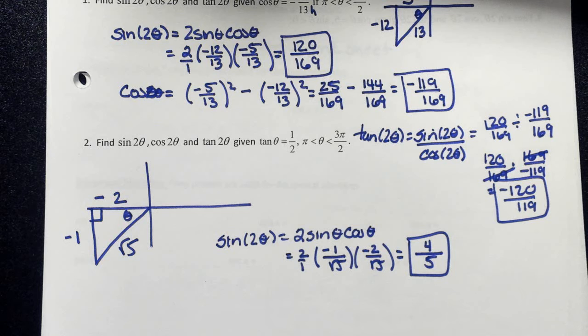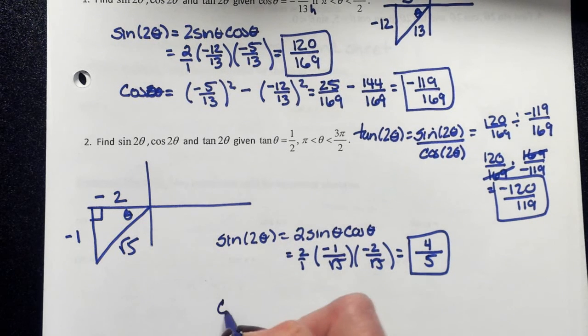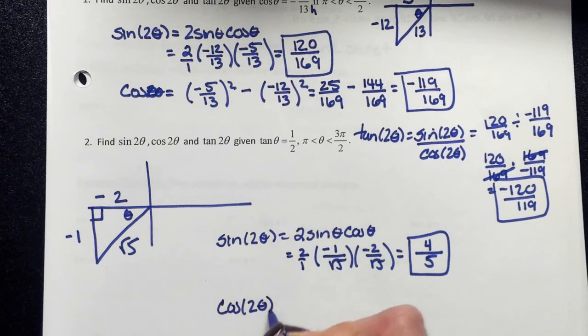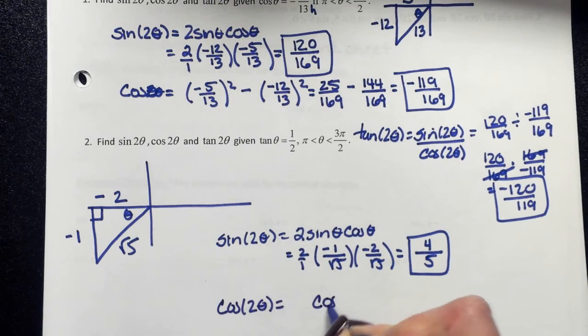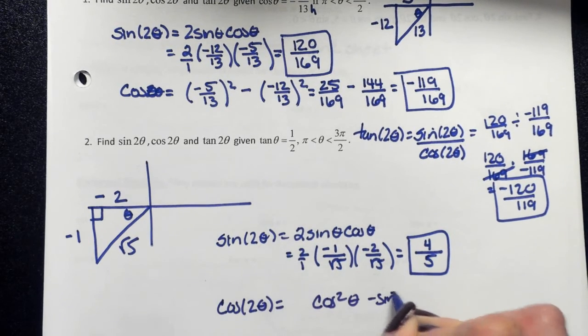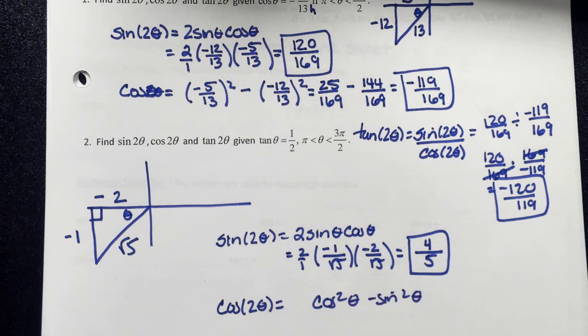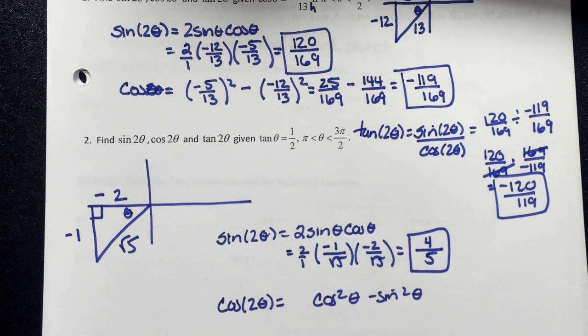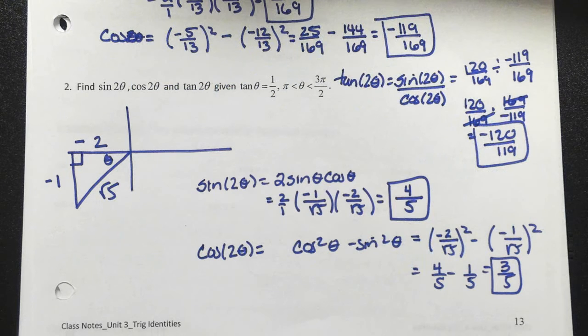Guys, go ahead and see if you can find the cosine of 2 theta. Again, cosine of 2 theta, remember from your pink sheet, is cosine squared theta minus sine squared theta. So you set up the cosine ratio and you square the fraction. You set up the sine ratio and then you square it. And hopefully everybody came up with 3/5. Okay, so any questions, guys?